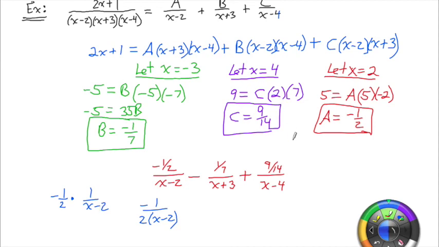So that's the shortcut version. It really only works with linear factors that do not repeat. So x minus 2, x plus 3, x minus 4. No squares up here. It does kind of work for the square, but you still have to expand.